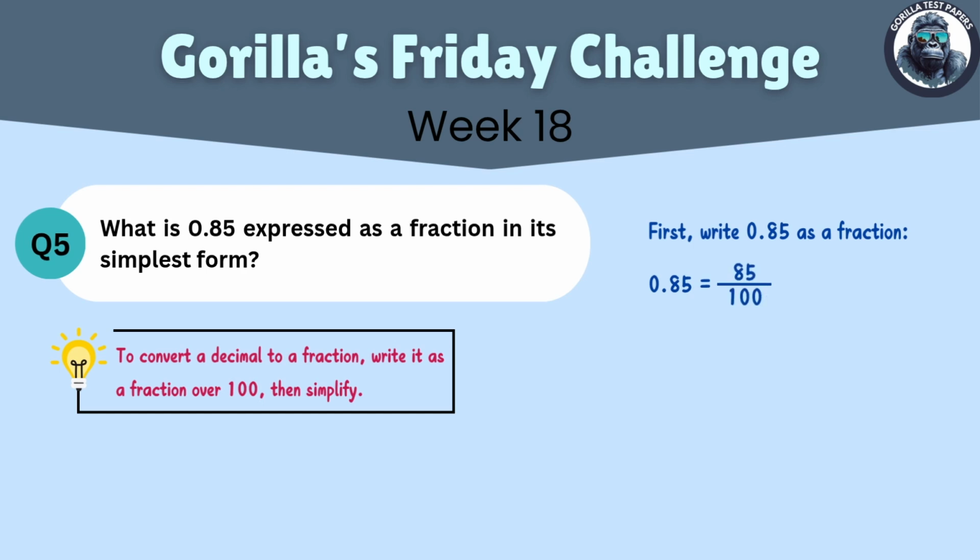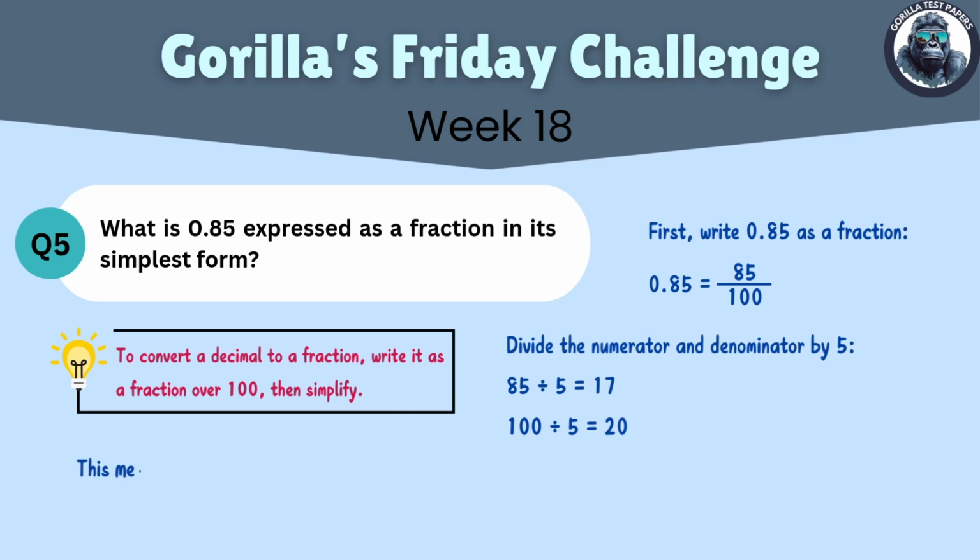Now, let's simplify the fraction down. To do this, we have to divide both the top and the bottom by the same number. In this case, we can divide both by 5. So we do 85 divided by 5, which gives us 17, and 100 divided by 5, which gives us 20. So this means that 85 over 100 simplifies down to 17 over 20. So therefore, the answer to this question is 17 over 20.